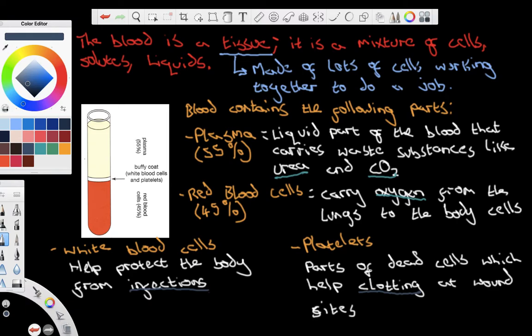In your exams, you can be asked, what does the red blood cells do? What does plasma do? Don't just say that the blood carries oxygen. It doesn't. It's the red blood cells specifically that carry oxygen. Don't just say that the blood fights off infections. It's the white blood cells specifically which fight off infections, okay?